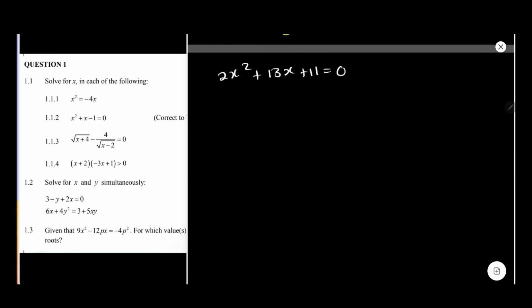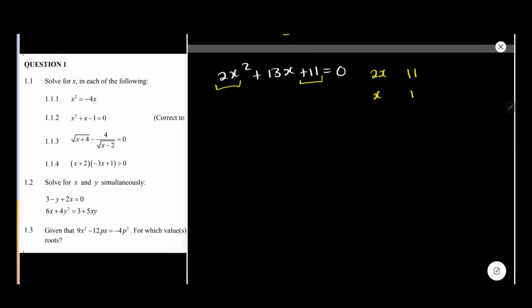The method I use is called the cross method, and this is how it works. Everything is positive right now, so it's not really going to be that difficult to work out. We have 2x squared, so we have to think about factors of 2x squared, or what multiplied by what would give you 2x squared. That would really just be 2x multiplied by x. Then we have to think about factors of the last term: what times what gives you 11? Well, that's just 11 times 1.